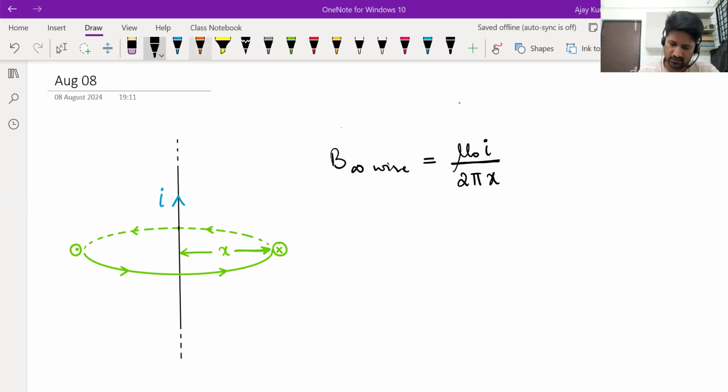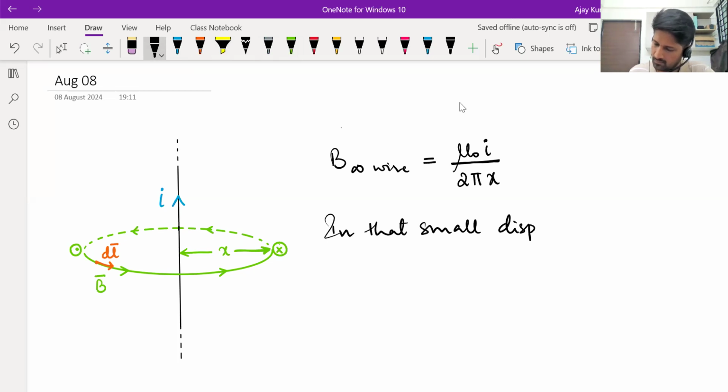Now consider a point on that magnetic field line and move a small distance, say dl, along the field line. So at that point, the magnetic field and the small displacement dl are in the same direction. Then in that small displacement dl, if you simply take the dot product B dot dl between the magnetic field and that displacement vector.